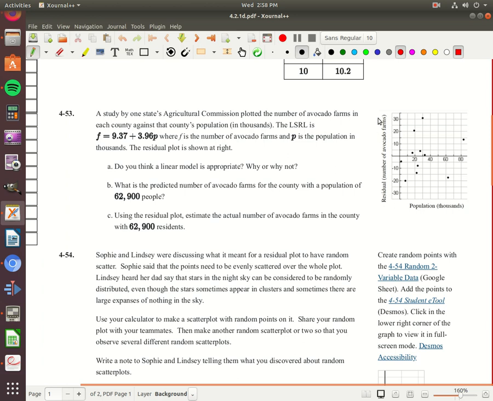And you'll notice this is a residual plot. This is not the scatter plot, okay? And they give us the equation. F is the number of farms. P is the population in thousands. So 3.96 times whatever the thousands of population is plus 9.37. And that'll tell you how many farms they have.